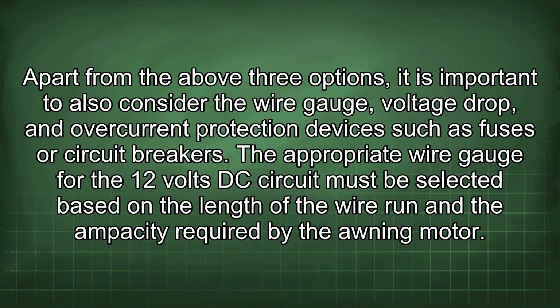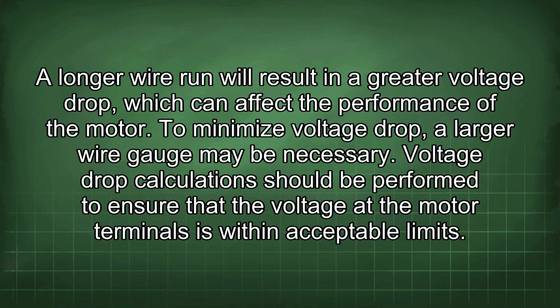The appropriate wire gauge for the 12 volts DC circuit must be selected based on the length of the wire run and the ampacity required by the awning motor. A longer wire run will result in a greater voltage drop, which can affect the performance of the motor. To minimize voltage drop, a larger wire gauge may be necessary. Voltage drop calculations should be performed to ensure that the voltage at the motor terminals is within acceptable limits.